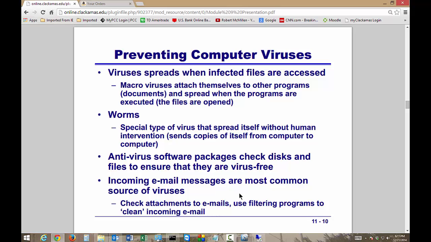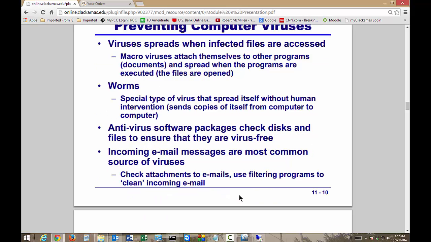Worms are a special type of virus that spread without human intervention, sending copies of themselves from computer to computer. Antivirus software packages check these disks and files to make sure they're virus-free, but they're not always 100%. As a matter of fact, they're never 100% accurate. Incoming email messages are a big source of viruses, so you need to have some type of a filter that looks for those viruses before they get to the user's computer.